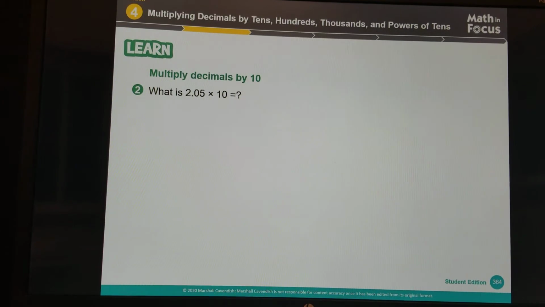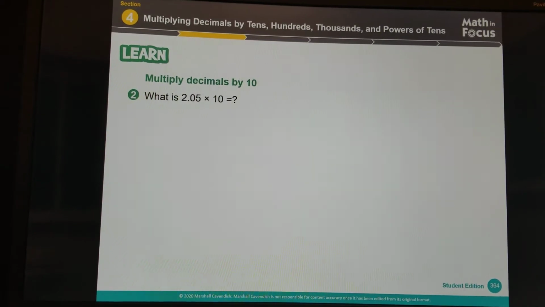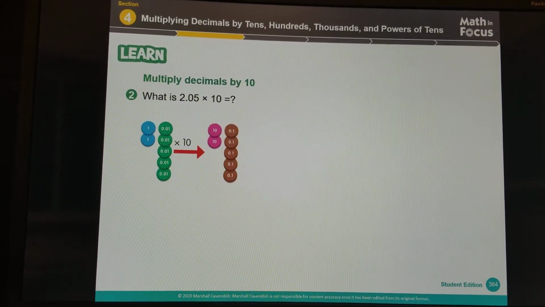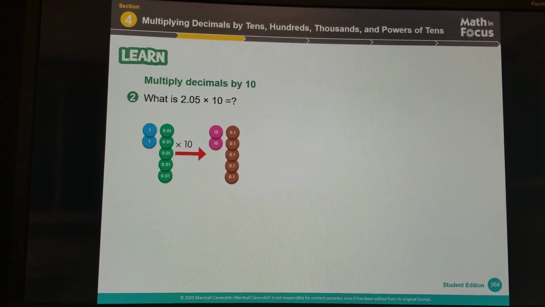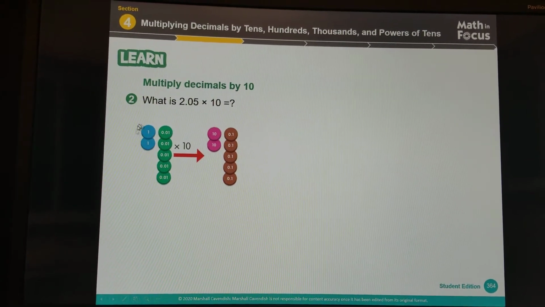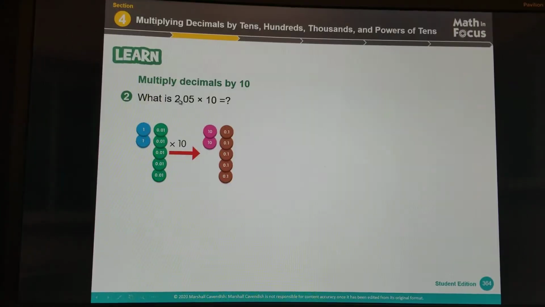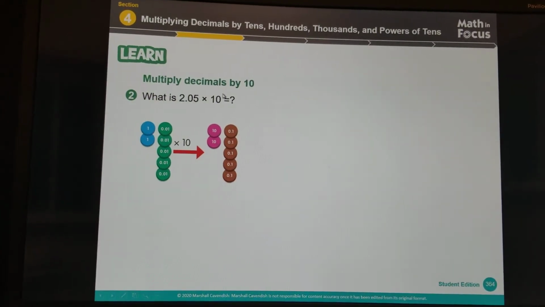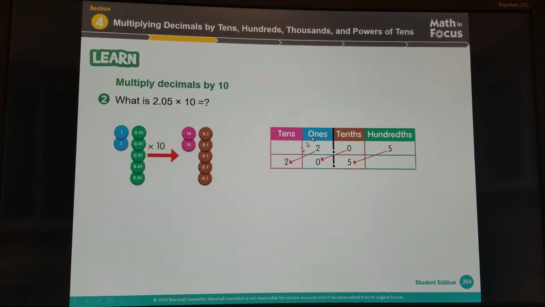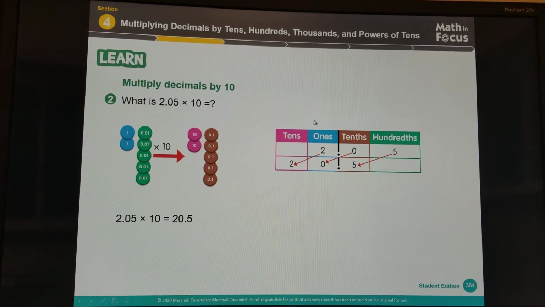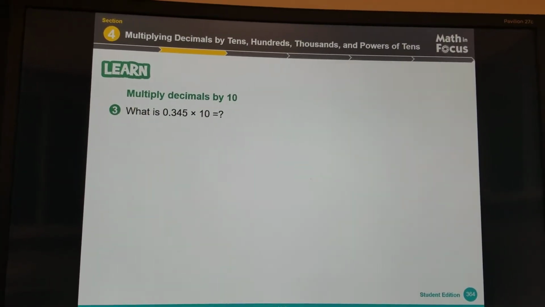So this is what we did before the break. Just to refresh your memory, what is 2 5/100 times 10? Okay, so this is a visual. If I have 2 wholes and 5/100, right, there's my 2 wholes and my 5/100 times 10, that means I would have 20 wholes and 5/10, right? So I like this representation a lot. We're moving over in the decimal place because we're multiplying by 10. And this we did before the break.